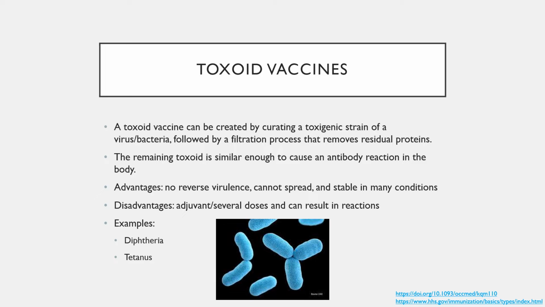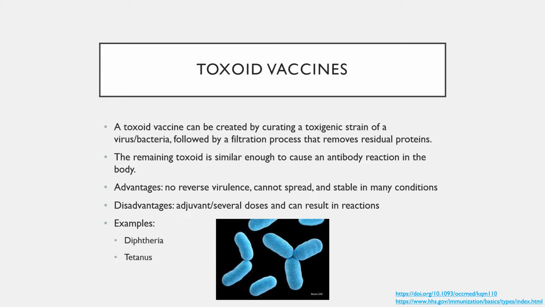This vaccine comes with many advantages. One is there's no reverse virulence. What this means is that there's no danger that we're going to get a reversion and that you could get sick from this type of vaccine. This vaccine also cannot spread to unimmunized individuals, so that adds some safety. And another positive is that it's stable in many conditions. What this means is that the vaccine can be in different temperatures, it can last a long time, and it can be stored in different ways.